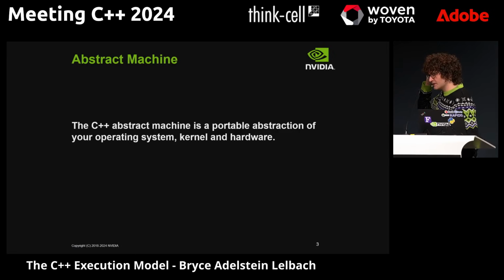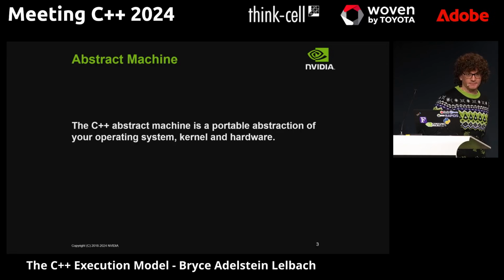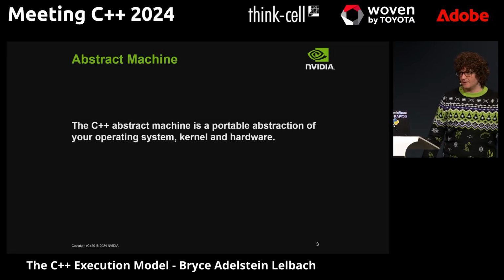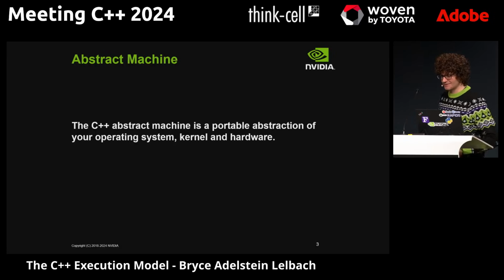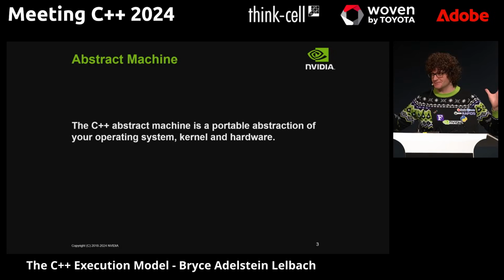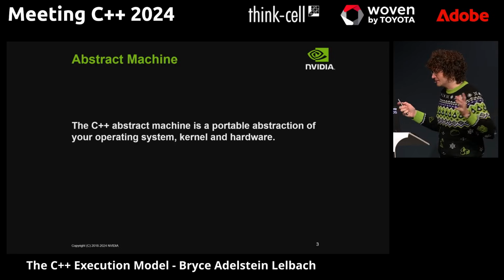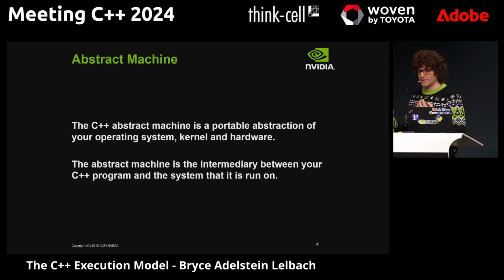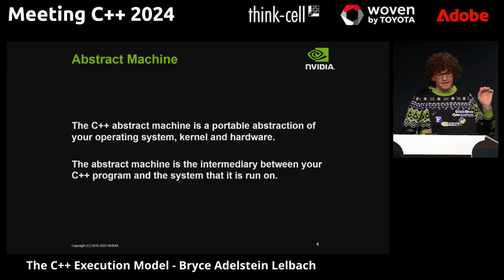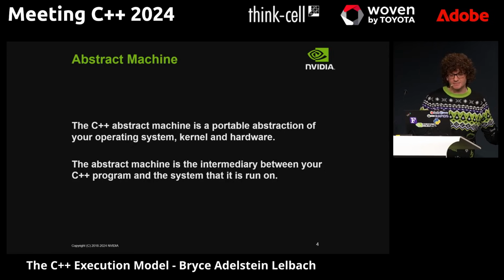So at the heart of the C++ execution model is the C++ abstract machine. And someone gave a great talk about some of the details of how hardware works this morning, and they pointed out the fact that there is no actual C++ abstract machine. Like, what is this thing? Well, the C++ abstract machine is just this portable abstraction of your operating system, kernel, and hardware. And it's just an intermediary, a conceptual intermediary between your C++ program and the system that it is run on.